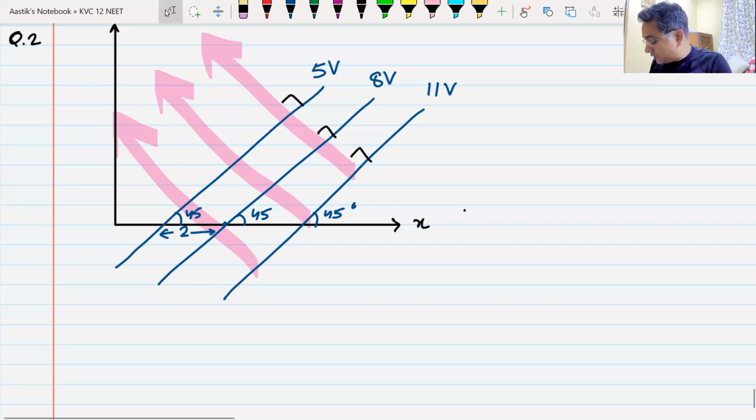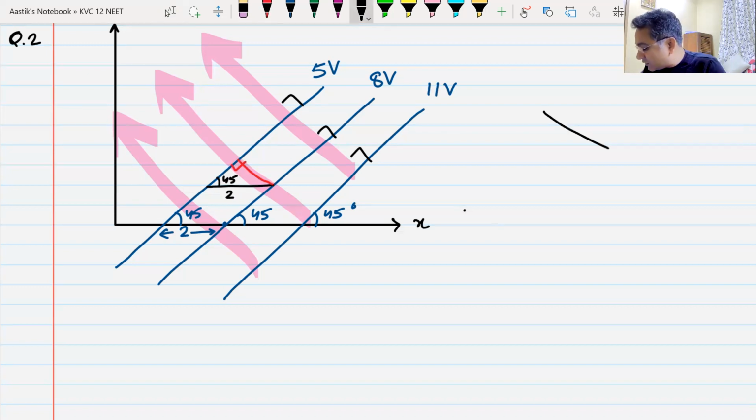Root 2, which is given to you, is this distance. This is not the perpendicular distance, my dear friend. You had to find out this distance, which is the perpendicular distance. This is 2. This angle is given as 45. This is a right angle triangle.